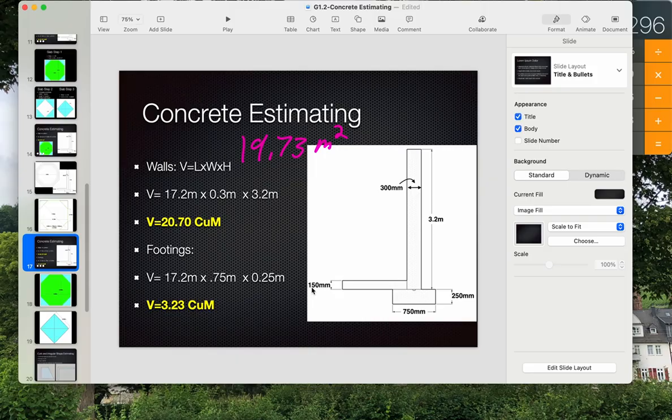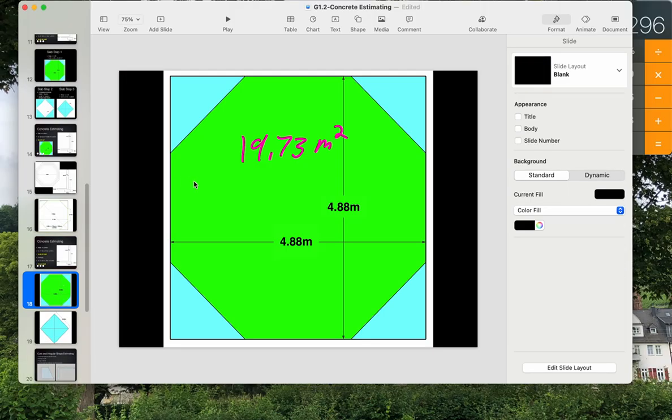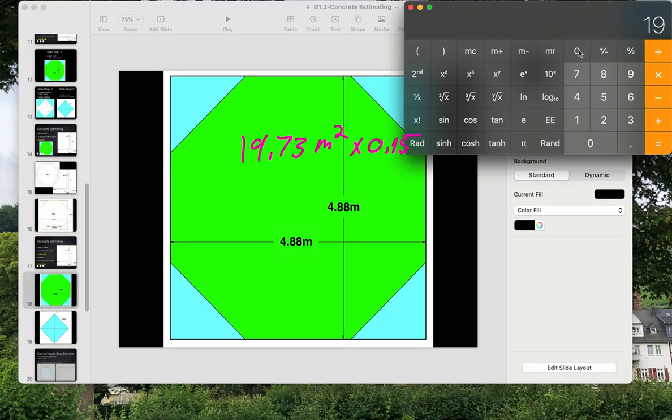Now all we have to do to get our total volume is to look here. We have our slab is 150 millimeters thick. So we're going to take this times 0.15, okay? And why don't I just do that? So 19.73 times 0.15. And so the amount of concrete required for the slab will be 2.96 meters cubed. All right?